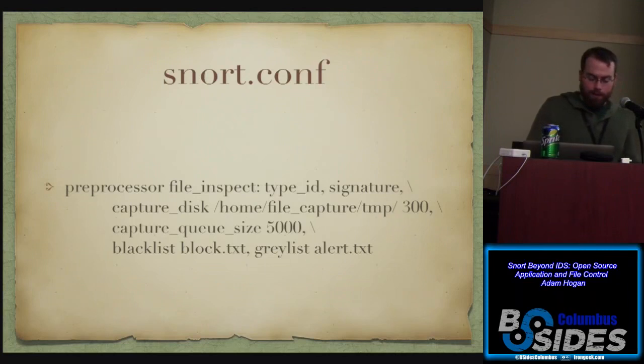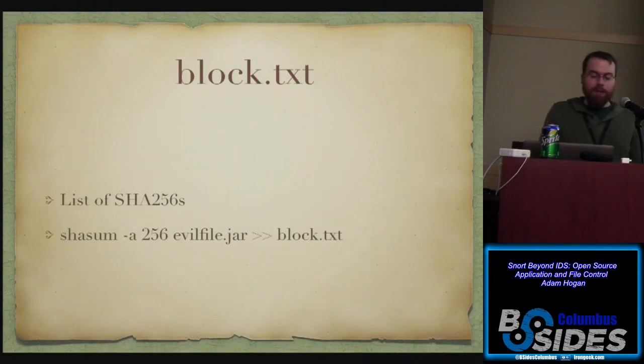And then I'll give it my blacklist and gray list. Each of these text files is just a list of SHA-256s. So if you've got known bad files, put them in this block list here. We see those files, we'll block them. And if they're in the gray list, we won't block them, but you'll get an alert. Right? Hey, I saw this file. That's literally just a text file. On each line is a SHA-256 of something we want to block.